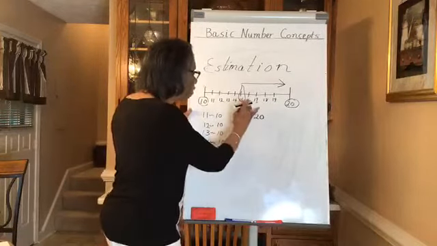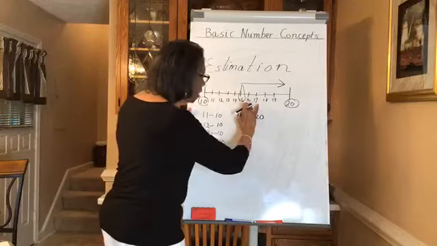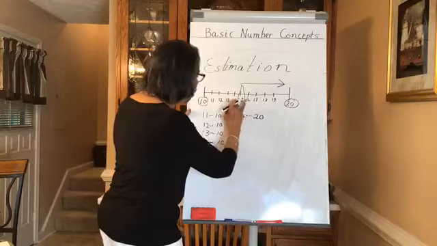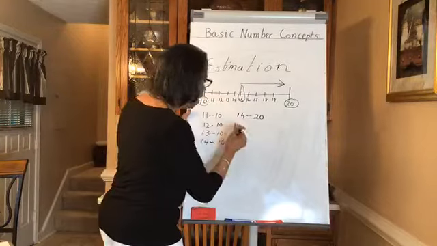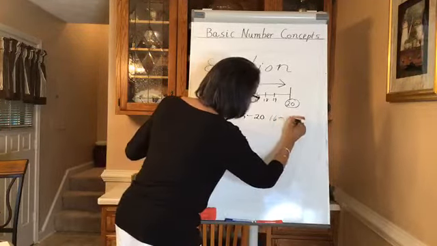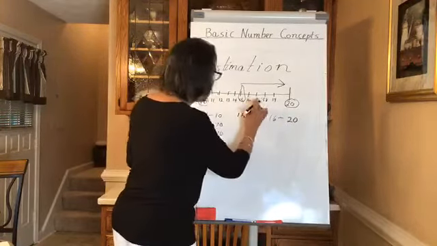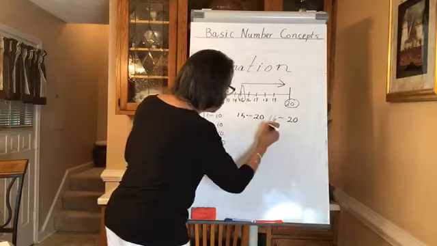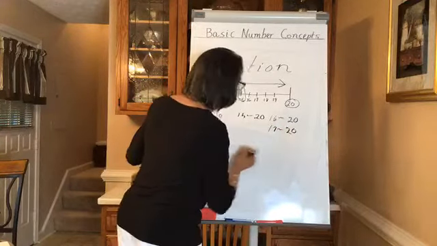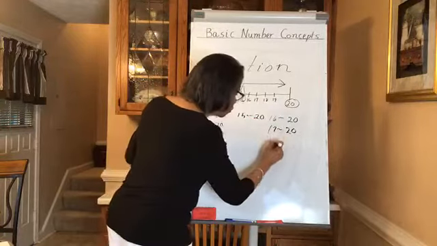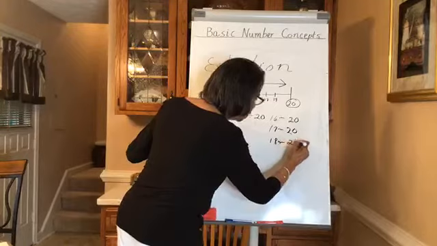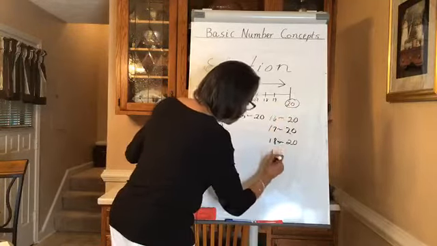All right, so it's obvious that 16 is closer to 20. 1, 2, 3, 4 than it is to 10. 1, 2, 3, 4, 5. All right, so 16 will round off to 20. 17, of course, is even closer. 17 would round off to 20. 18 would round off to 20. And 19 definitely would round off to 20.